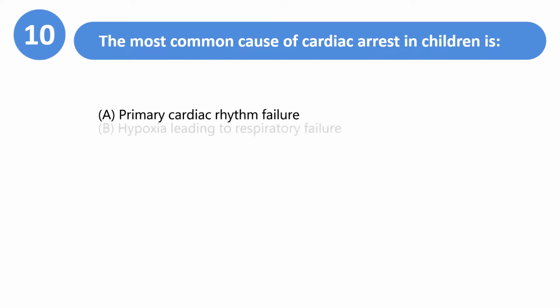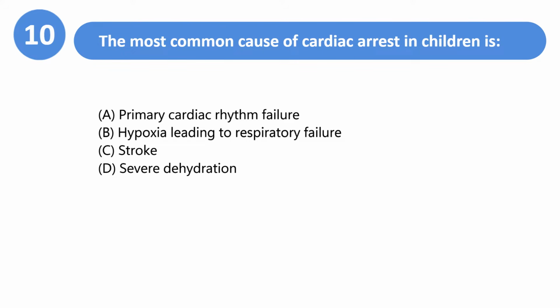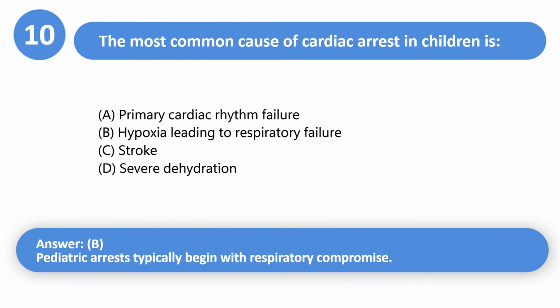The most common cause of cardiac arrest in children is: A. Primary cardiac rhythm failure. B. Hypoxia leading to respiratory failure. C. Stroke. D. Severe dehydration. Answer, B. Pediatric arrests typically begin with respiratory compromise.